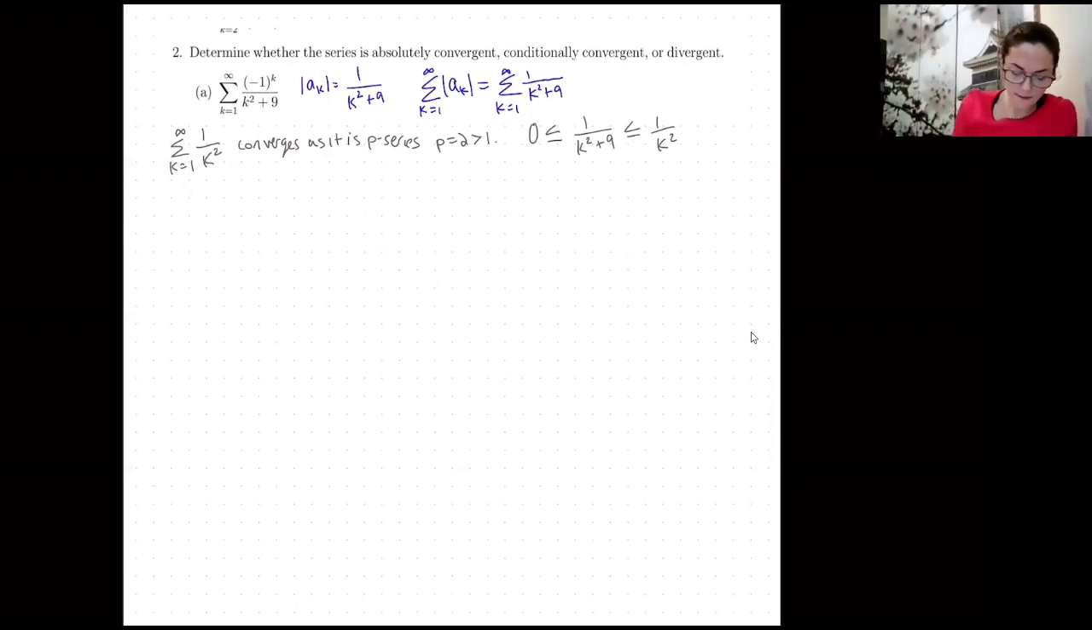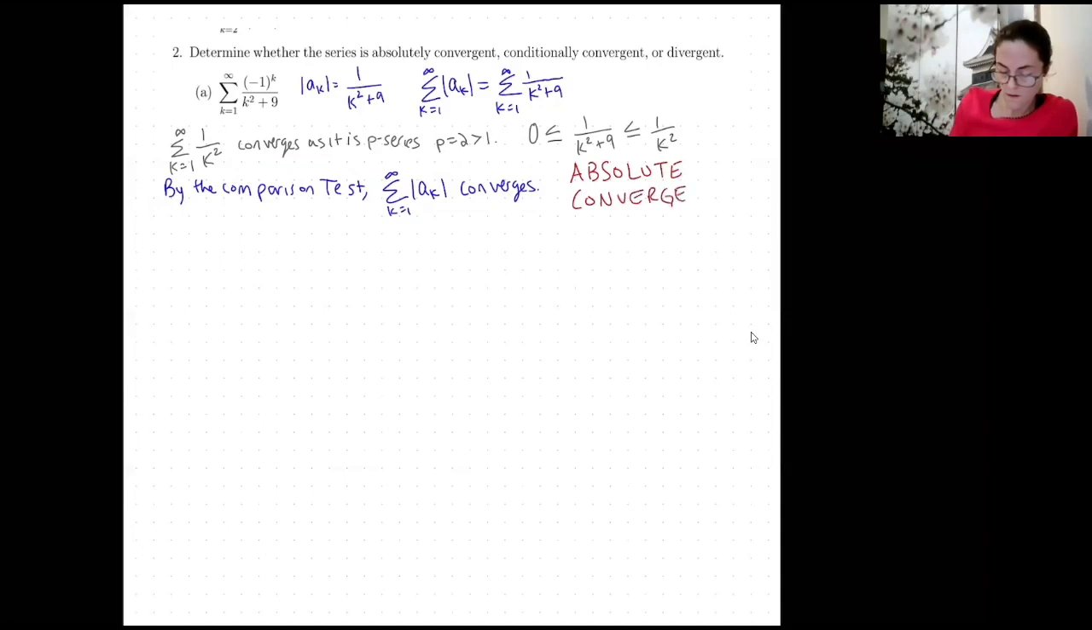Okay, so by the comparison test, we have shown that the sum from k equals 1 to infinity of the absolute value of a_k converges, which means we have an answer here. Maybe I'll put it on the same line in red. We know the original series is absolutely convergent. Absolute convergence, because what we have justified is that when you take the absolute value of the terms, that series converges. Okay, so we're finished with this one. We don't need an alternating series test because we have our answer.